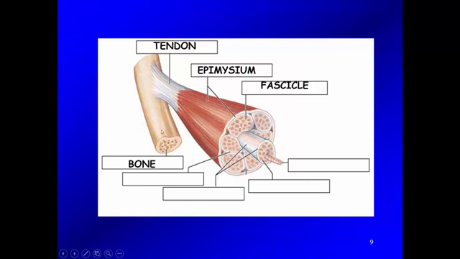Okay, this one is the bone. Okay, and hopefully you're going to say perimysium for that one, around the bundle. And then a single muscle fiber, and in the muscle fiber is the myofibril, surrounded by endomysium.